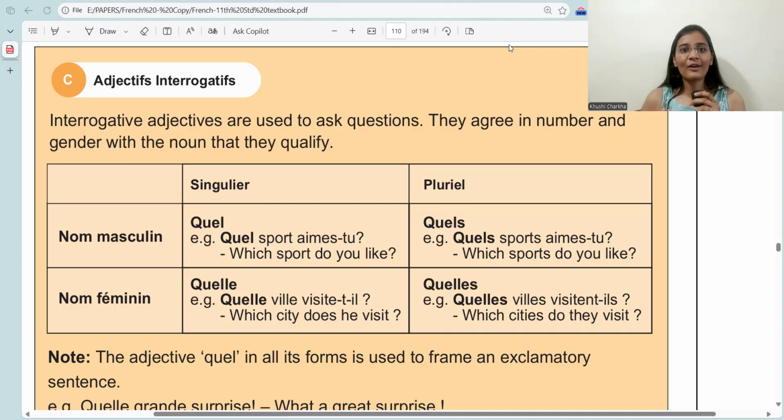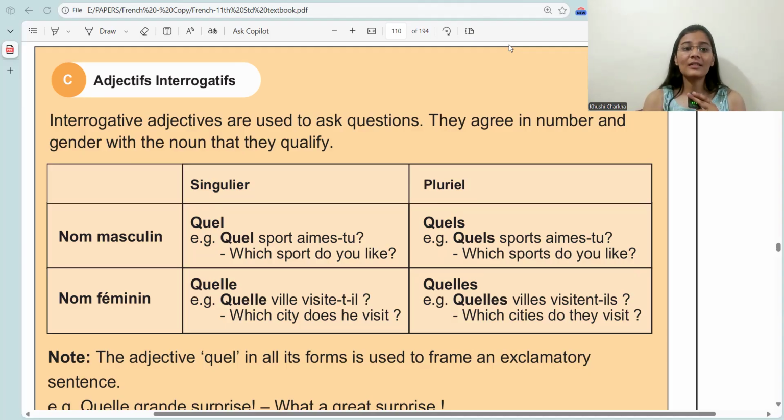I hope by now you are aware that every adjective in French corresponds with the number and gender of the noun. If the noun is masculine, the adjective will be masculine. If the noun is masculine plural, the adjective will be masculine plural. If the noun is feminine plural, the adjective will also be feminine plural accordingly. So they have to agree in number and gender with the noun.